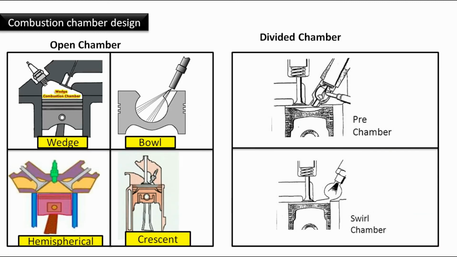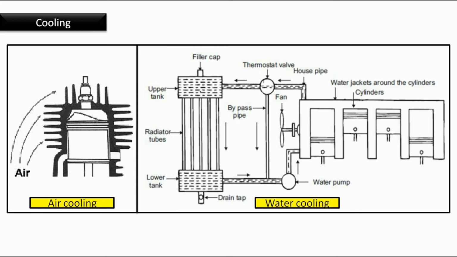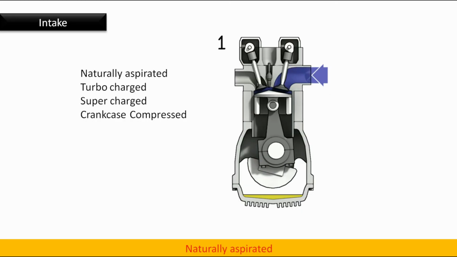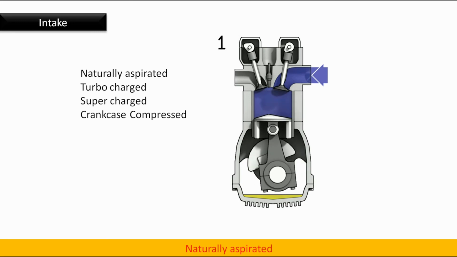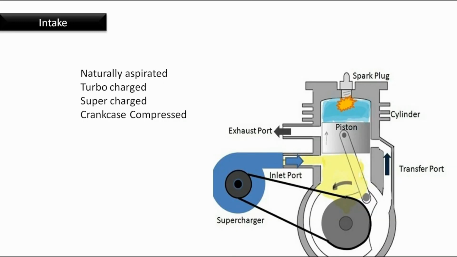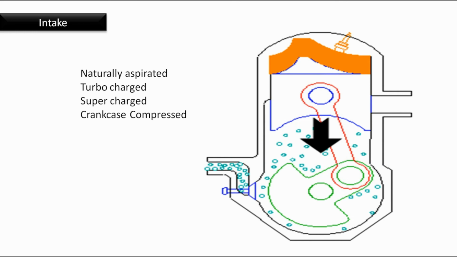Combustion chamber design. Under open chamber, we have wedge, bowl, hemispherical and crescent. Divided chamber, pre-chamber and swirl chamber. Based on cooling, we have air cooled or water cooled engine, and based on intake, we have naturally aspirated, turbocharged, supercharged, crankcase compressed. And all the above classifications are very wide and detailed.